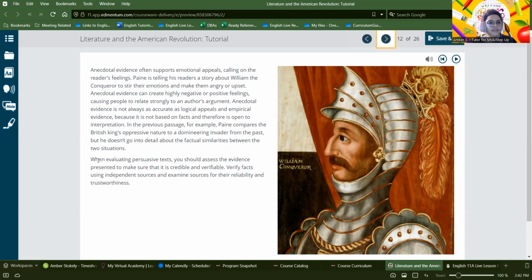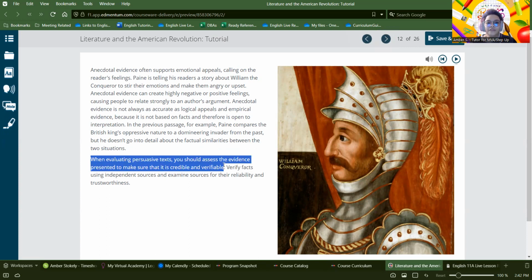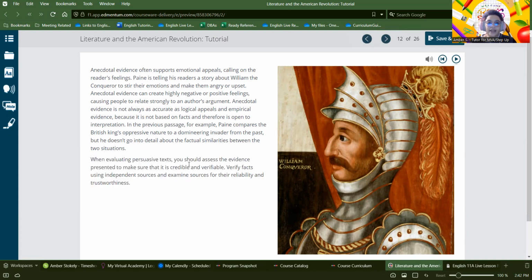Now, at the bottom, it says here, when evaluating persuasive texts, you should assess the evidence presented to make sure it's credible and verifiable. So make sure you can actually find the information somewhere and that they didn't either make it up or pull it from some crazy person who you can't prove actually studied any of this. Verify facts using independent sources and examine sources for their reliability and trustworthiness. So take a look at, like, can I trust this? You know, that's very important.